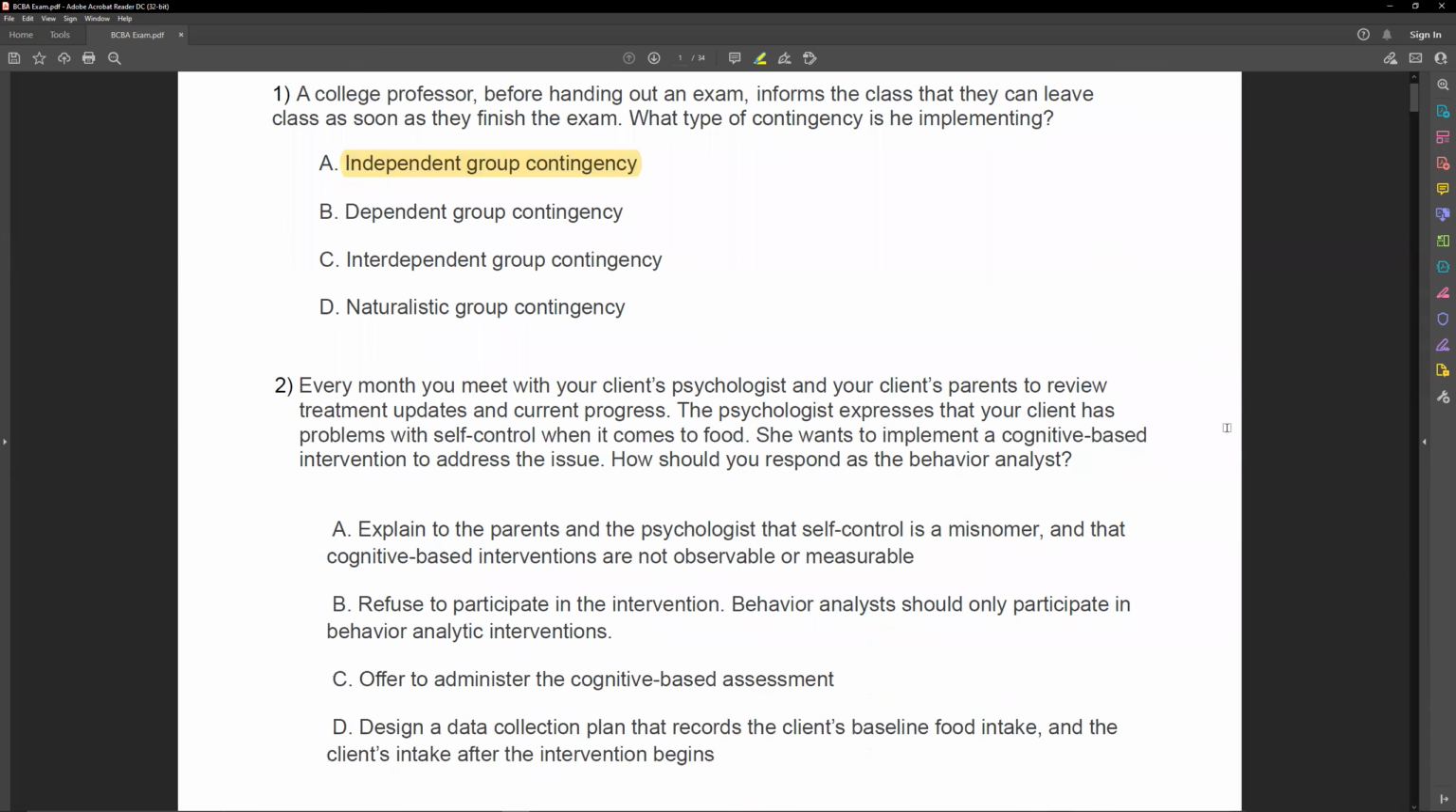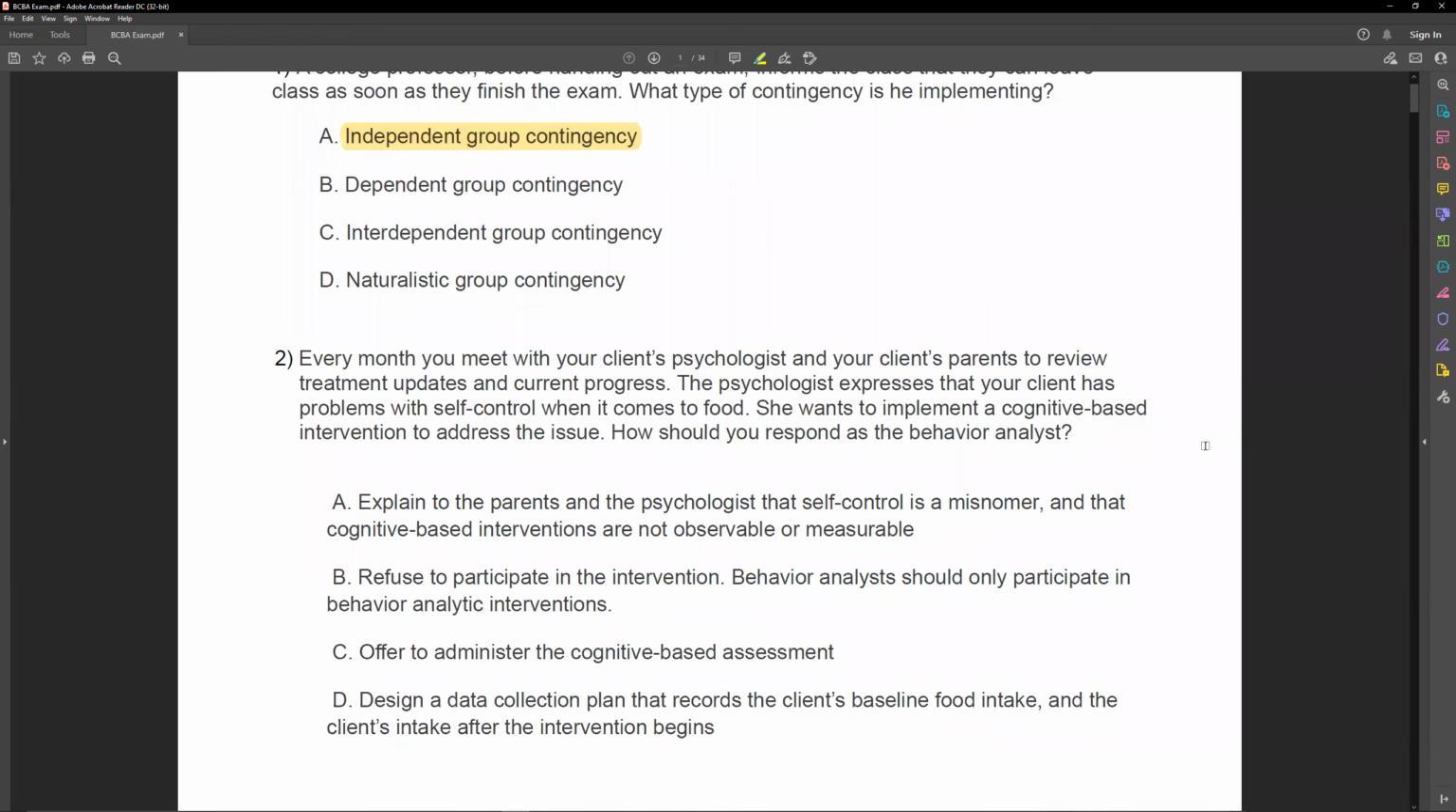Question 2, every month you meet with your client's psychologist and your client's parents to review treatment updates and current progress. The psychologist expresses that your client has problems with self-control when it comes to food. She wants to implement a cognitive-based intervention to address the issue. How should you respond as the behavior analyst? All right, so we're collaborating. Remember, collaboration is key for behavior analysts. We collaborate with other people of the interdisciplinary team.